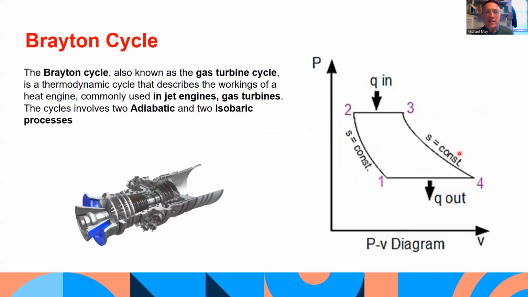And the Brayton cycle, also known as the gas turbine cycle, is a thermodynamic cycle that describes the workings of a heat engine, commonly used in jet engines and gas turbines. And the cycle involves two adiabatic and two isobaric. So these are the isobaric once again. And these are the ones adiabatic here with no heat transfer, and isobaric constant pressure.